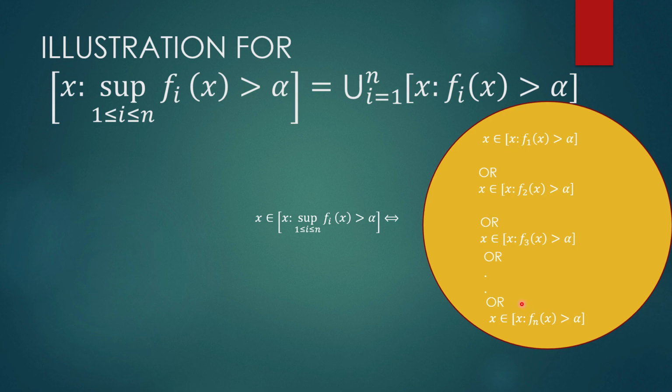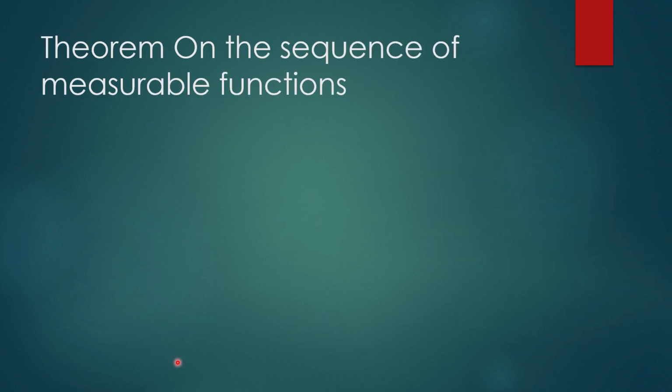Alright, so x belongs to this one, implied by x belongs to the union of this set. So that is what we are writing here: the set of x such that the supremum over i from 1 to n of f_i(x) is greater than alpha is exactly equal to the union over i from 1 to n of the sets of x such that f_i(x) is greater than alpha. But these are measurable sets, therefore this is measurable. Alright, so that is the illustration of how the two sets are equal.